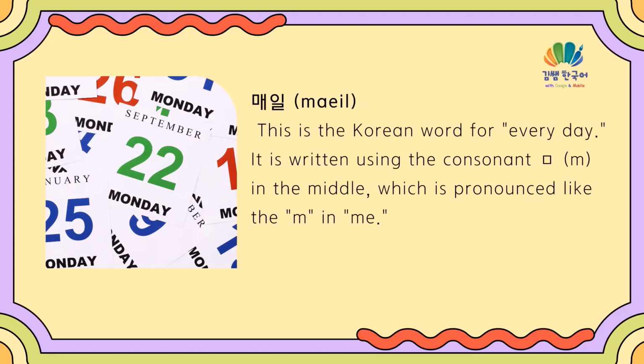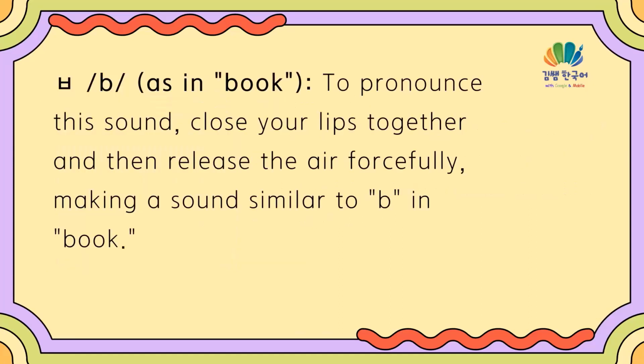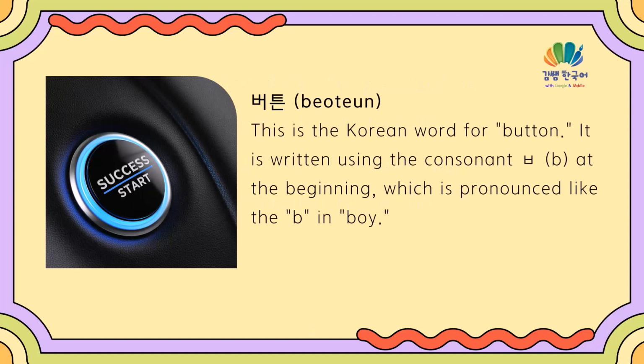This is the Korean word for every day. It is written using the consonant 미음 m in the middle, which is pronounced like the m in 미. 비읍, b as in book. To pronounce this sound, close your lips together and then release the air forcefully, making a sound similar to B in book, button.